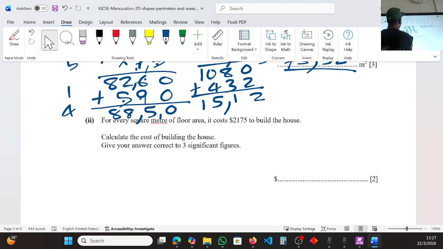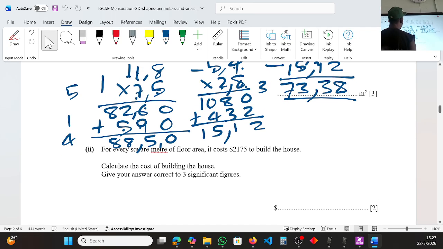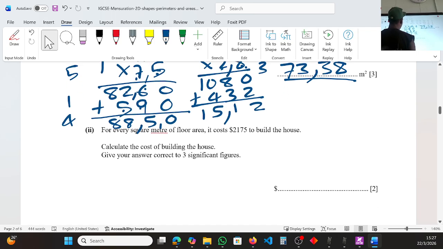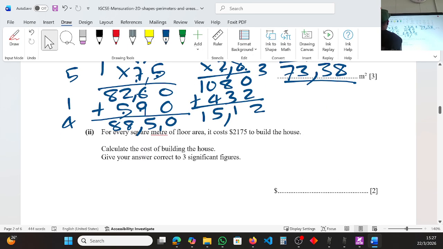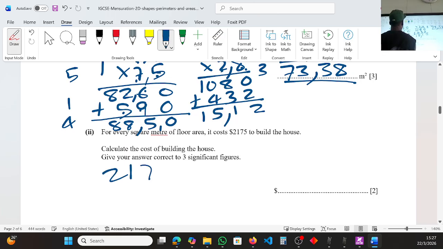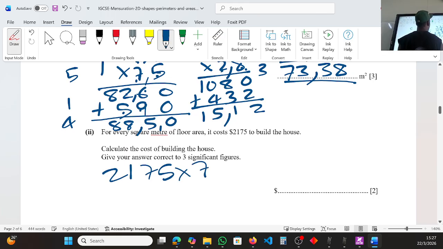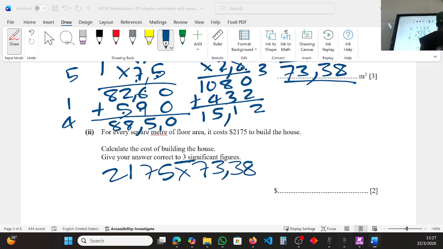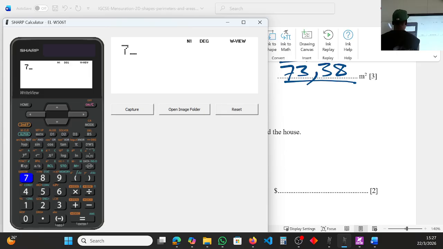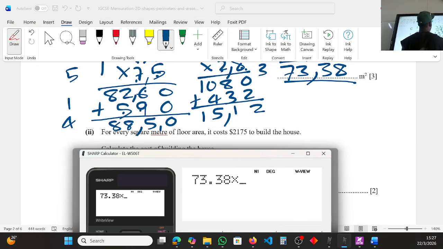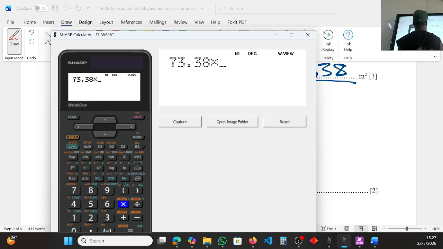2175. Let's check. I'm going to multiply it by that now. It looks like this problem requires not using a calculator. It's going to be 2175 multiplied by 73.38. I want to multiply the area of 73.38 by the cost, which I'm given as 2175.